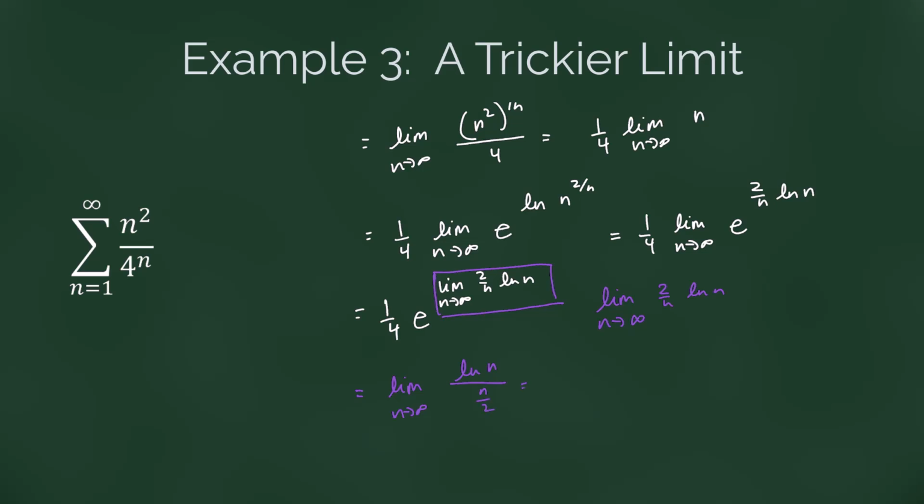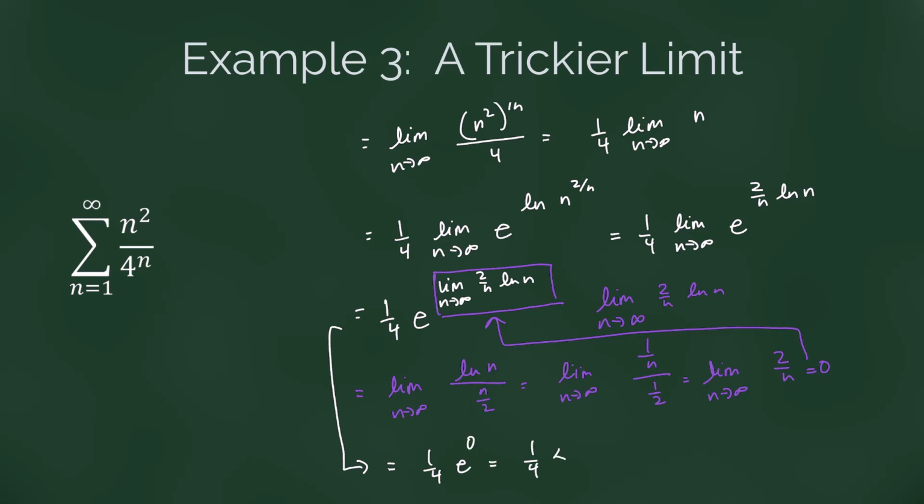Now we're in the infinity over infinity case, so even though we're dealing with sequences here, we can apply L'Hopital's rule to get 1 over n over 1/2, which is the limit as n approaches infinity of 2 over n, which is of course 0. That 0 is going to make its way back over here. And we can see that the limit we started with using the root test is going to be 1/4 times e to the 0, which is 1, which is 1/4. That is less than 1, and so we conclude that our series converges.